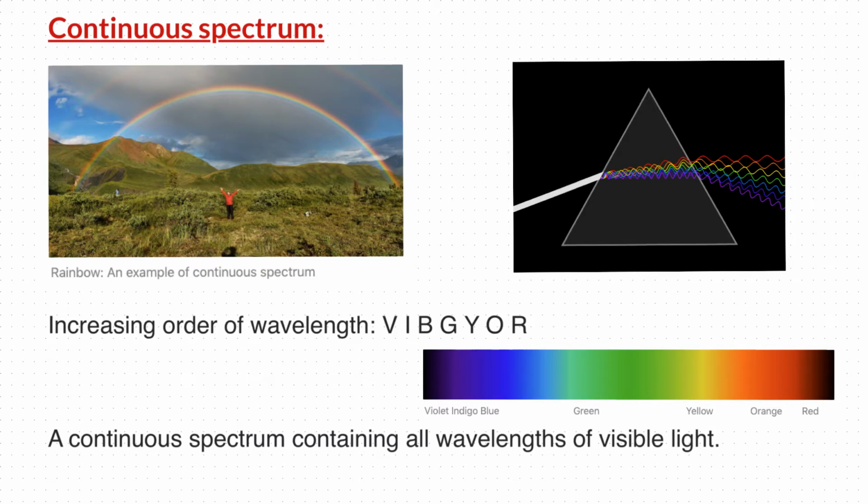We call this a continuous spectrum because each color merges into the next color without any break or missing wavelength. In nature, when we have sunlight and rainfall at the same time, the raindrops act like tiny prisms and generate the beautiful rainbows that we see. In the next slide, we will learn what a discontinuous spectrum means.